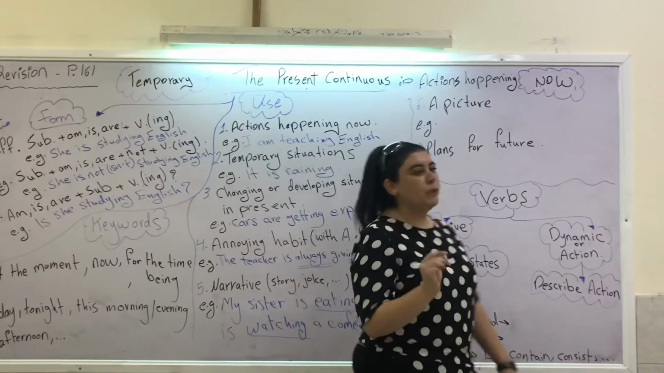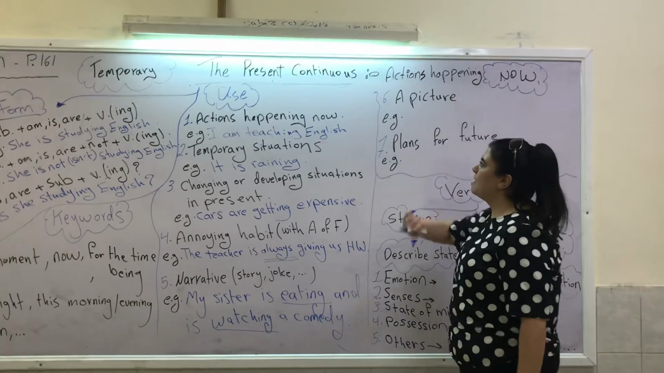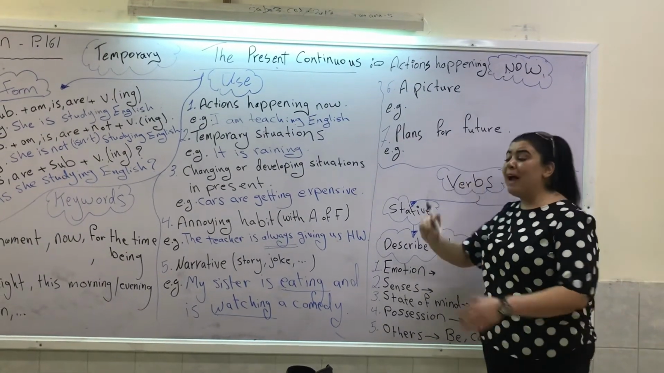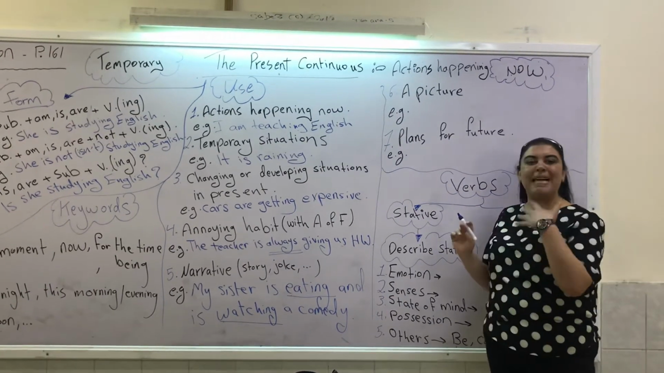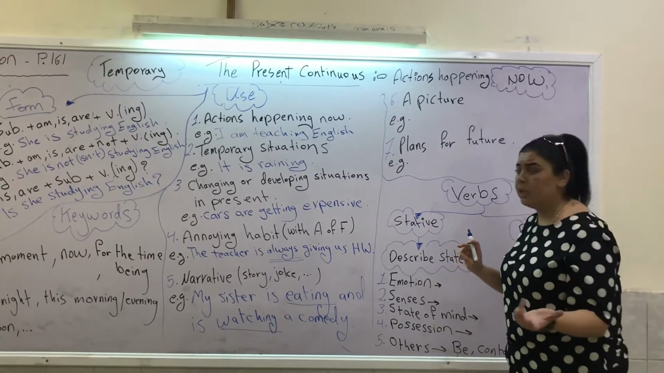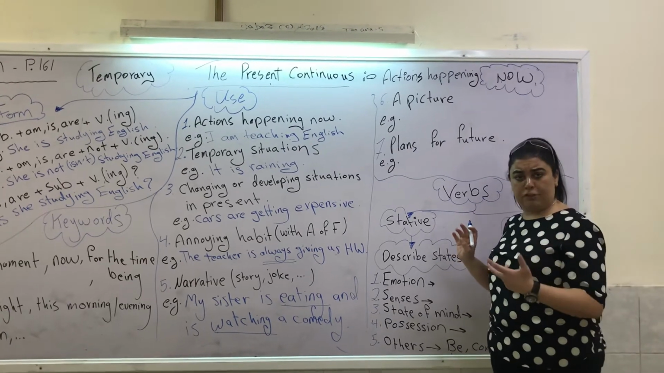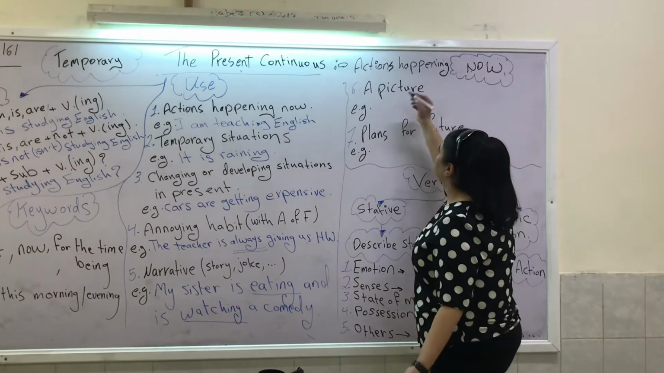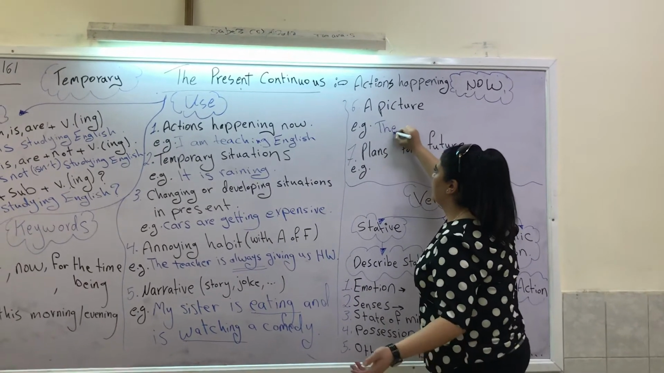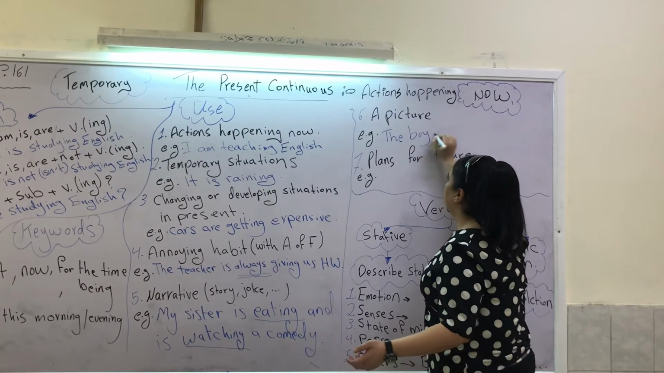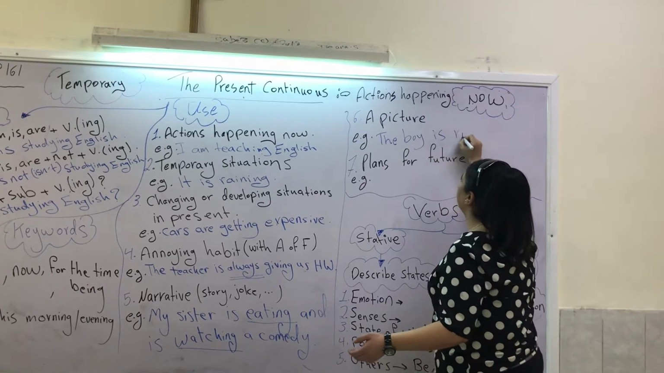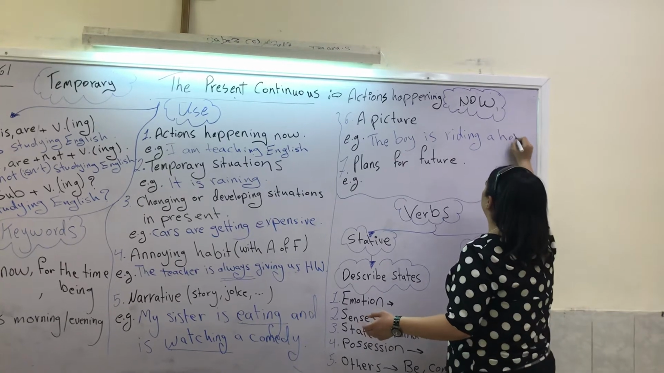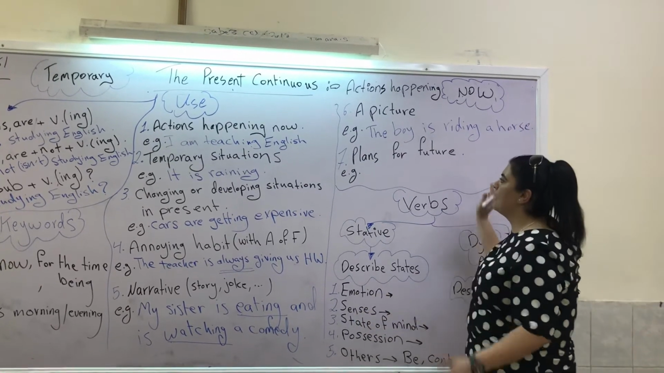The sixth use of the present continuous is a picture. What do I mean by that? If I give you a picture and I am asking you to explain to me what you see in the picture, alright, you will answer me the boy, for example, is riding a horse. This is what you see in that picture.